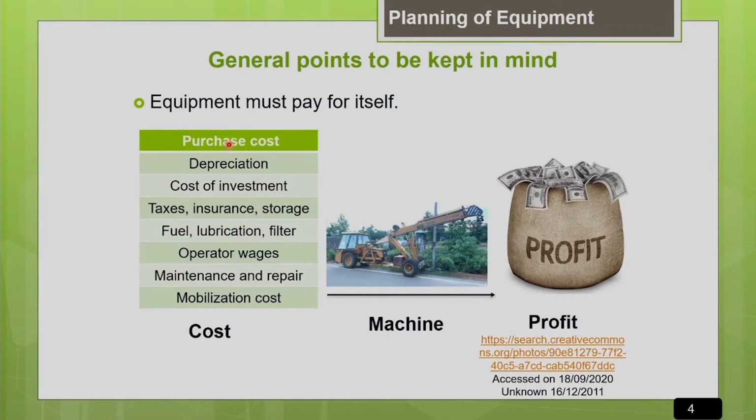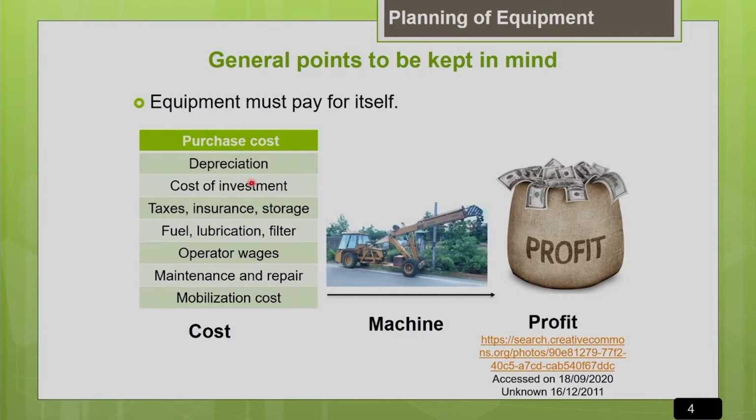Everyone knows about the purchase cost associated with the machine. Other than that, there are components of ownership cost also, like the depreciation and the cost of investment. For example, if you procure the equipment through a loan, you may be paying interest on the loan. That is the cost of investment. Similarly, your equipment is an asset, so you have to pay property taxes for the equipment. That is part of the ownership cost. Similarly, you have to pay the insurance premium to protect the owner of the equipment from loss due to theft, fire, or accident.